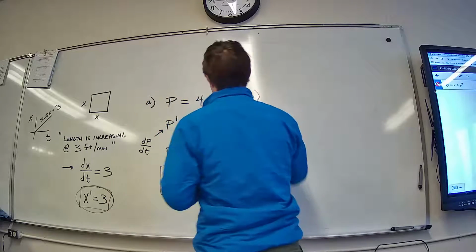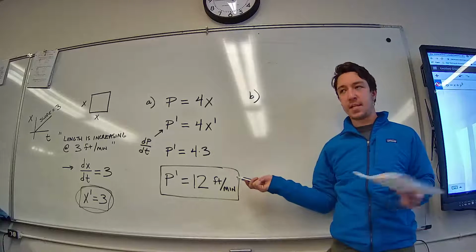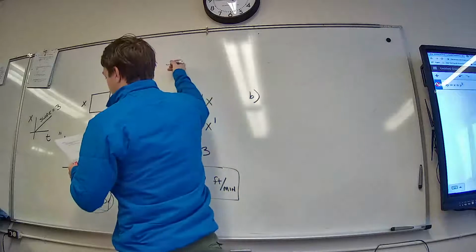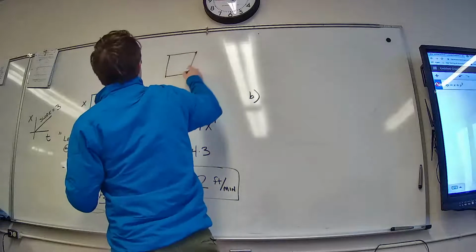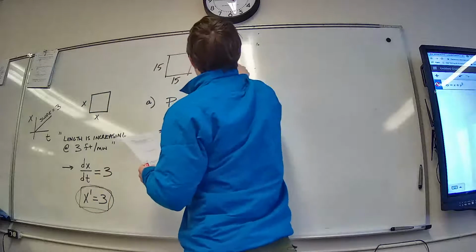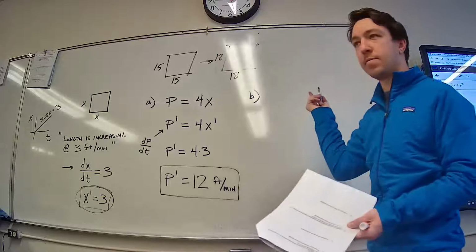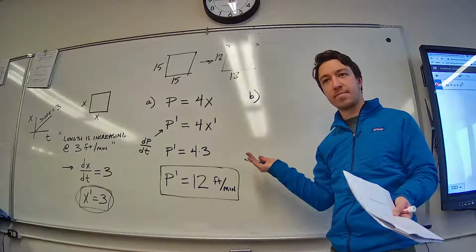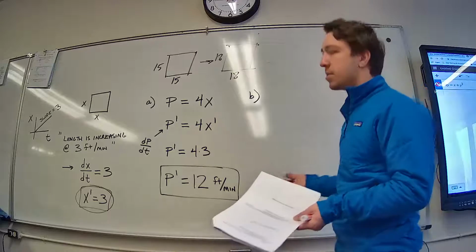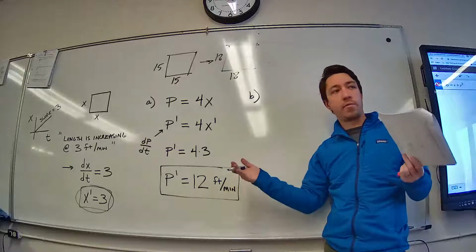For part B, by the way, does this answer seem really simple? If the square went from, say, 15 by 15 to 18 by 18 over a 1 minute period, well, you would have added 12 to the perimeter, right? So pretty simple. The area is a little bit more complicated because the bigger the square is, the faster the area grows.